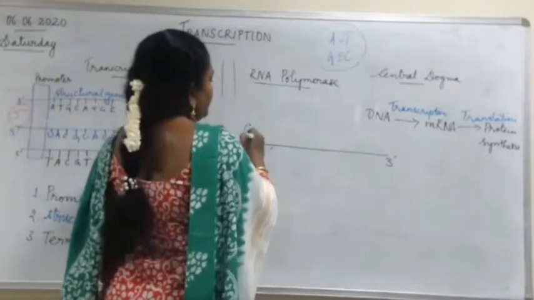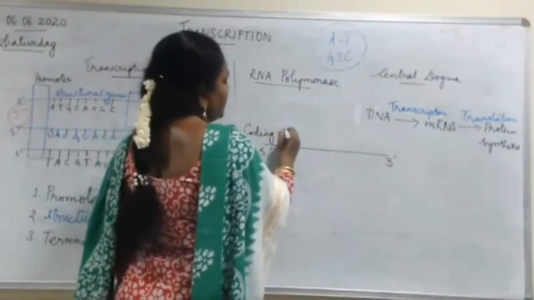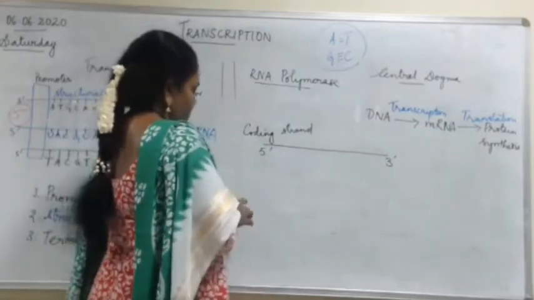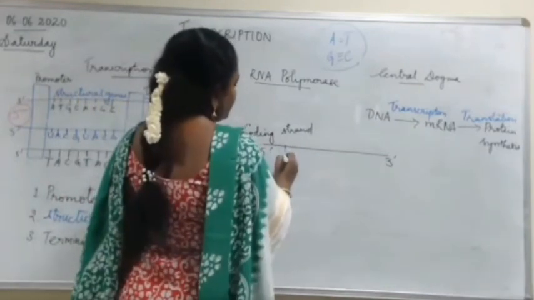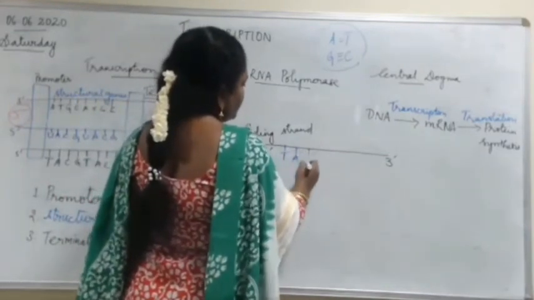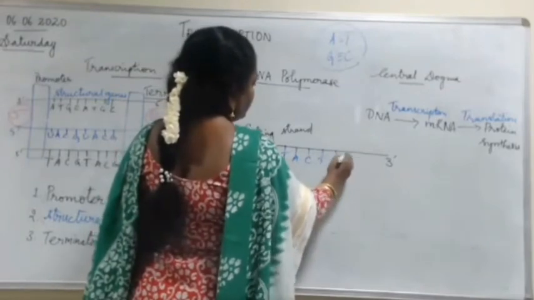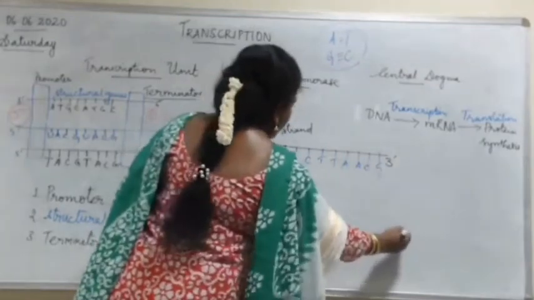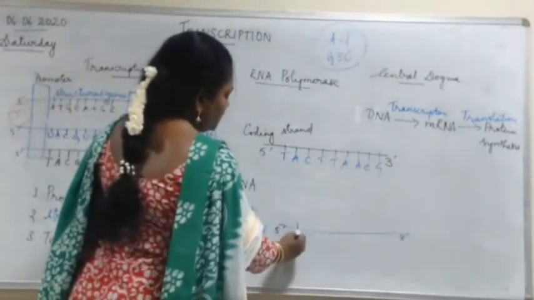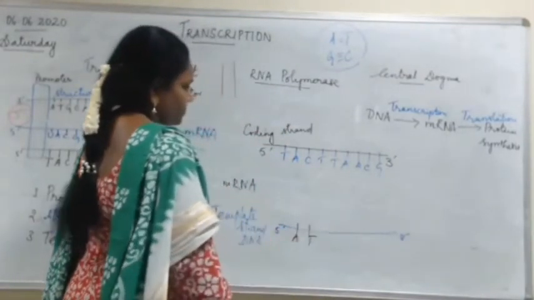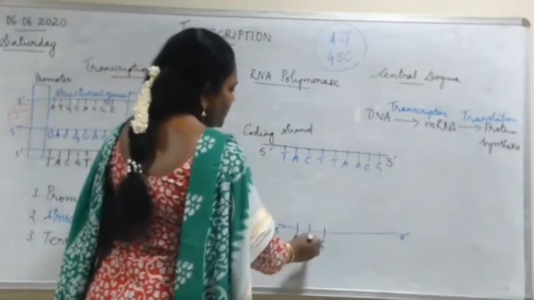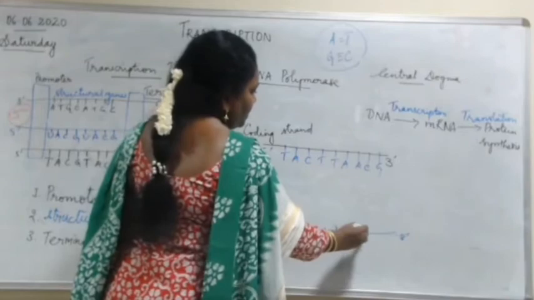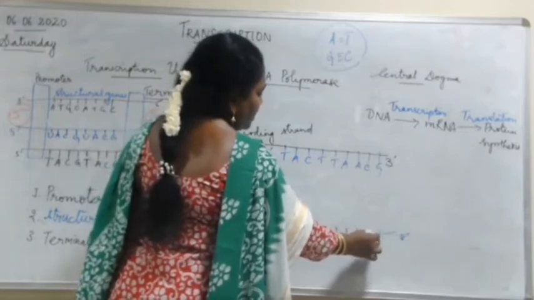This is the coding strand I'm giving you. Adenine, thymine, guanine, adenine, thymine, guanine.